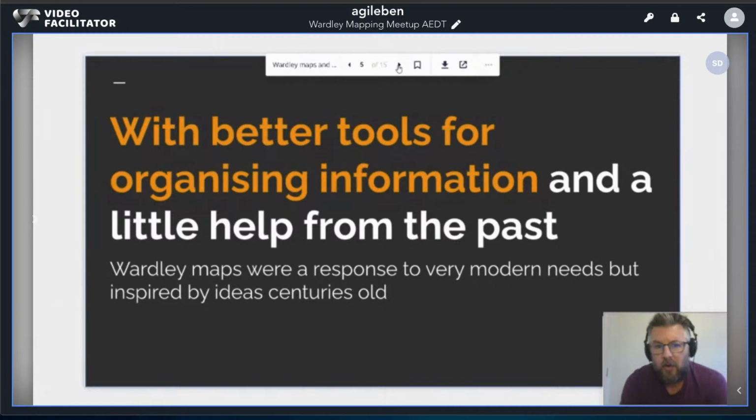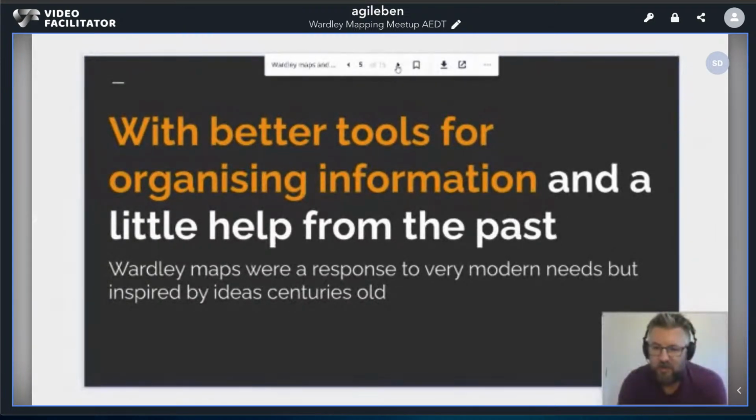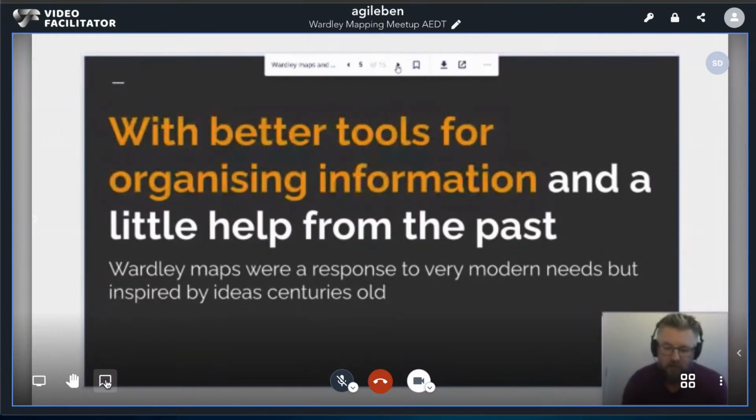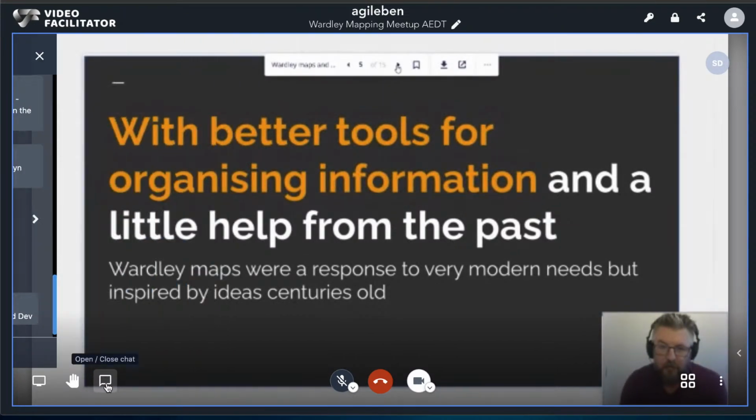So one of the things we need is better tools for organizing information. And, with today's presentation focusing on Wardley Maps, we need a little bit of help from the past. Something I found very interesting as I got into Wardley Maps was they were a response to very modern needs, but inspired by ideas that were, in some cases, centuries old.